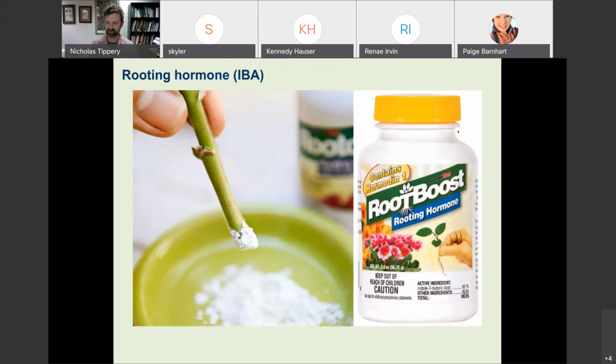And you can see it's just a small amount of this rooting hormone, that's the active ingredient. Hormones are also very effective at small doses. Yeah, I didn't see a noticeable difference. You know, I haven't used it much myself. I think it might depend on the plant.